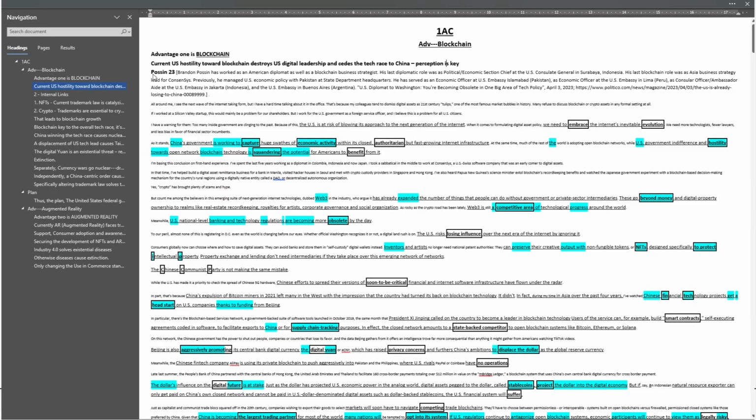So currently, the United States is hostile towards the blockchain, is what they identify, which is like a cryptocurrency thing. You don't need to understand that to understand what we're saying, because they're talking about how currently the United States is hostile, and that's killed U.S. digital leadership. So the United States is not a digital leader. So the plan's goal is to make the United States a digital leader.